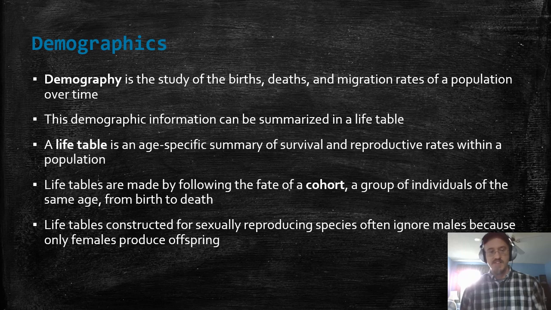These sorts of things. Life tables are usually made by following a cohort. So a cohort is a group of individuals of the same age. Okay, so you follow a group that was born at the same time and you track how many babies they have, how long they live, and things like that. Okay, and they often ignore males because females are the only ones that actually produce offspring.